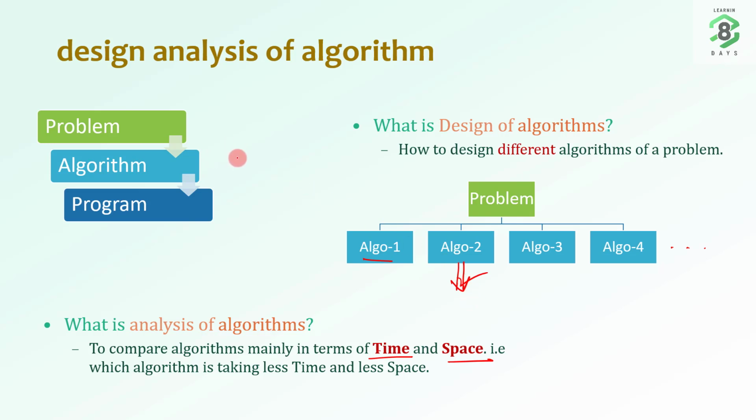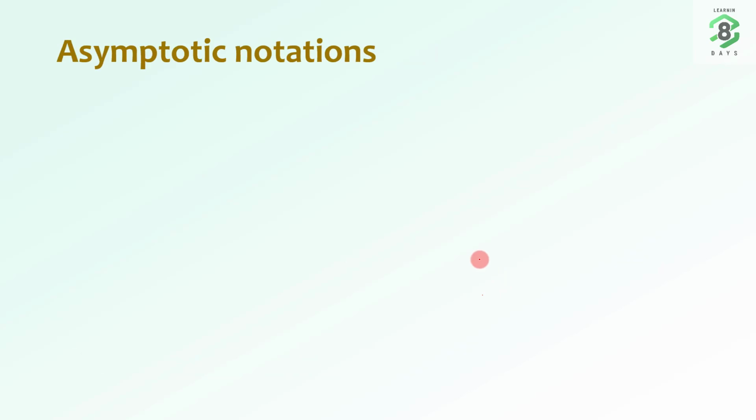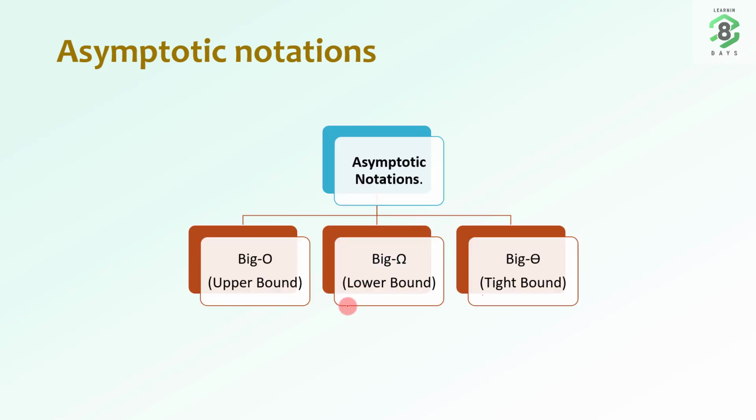First of all, we try to design the algorithm. There may be different algorithms to solve a problem. Then we analyze the algorithms to see which one is better or best to solve the problem. Then we select the algorithm and write the program to solve the problem. Now, in algorithms, different notations are used to analyze the algorithm. These are called asymptotic notations.